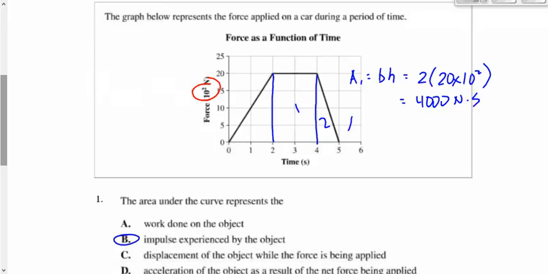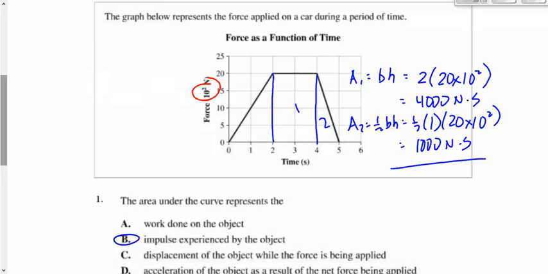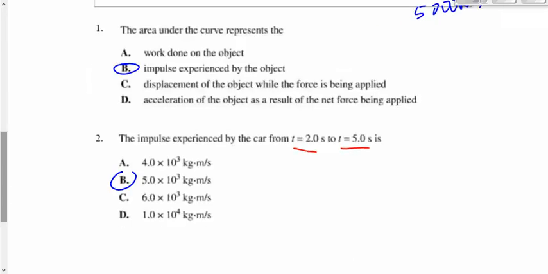Now the area of the second section, it's a triangle, so it's 1/2 base times height. 1/2 of the base, which is 1, times the height, which is once again 20 times 10 to the 2. And I think that gives me 1,000. We add those up, and we end up getting 5,000 newton seconds. And sure enough, that answer is there. B, 5.0 times 10 to the 3 kilograms meters per second. Good.